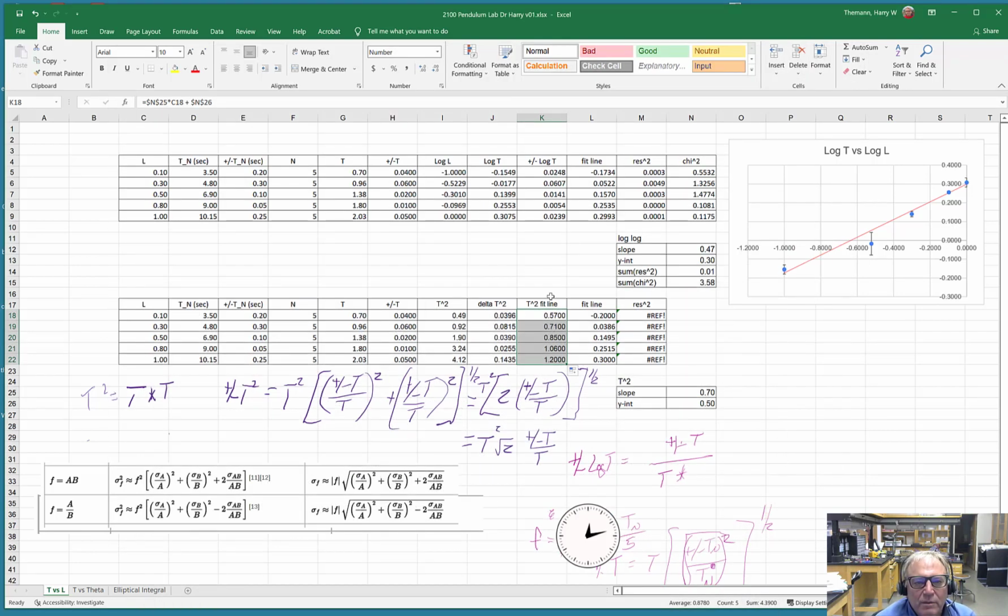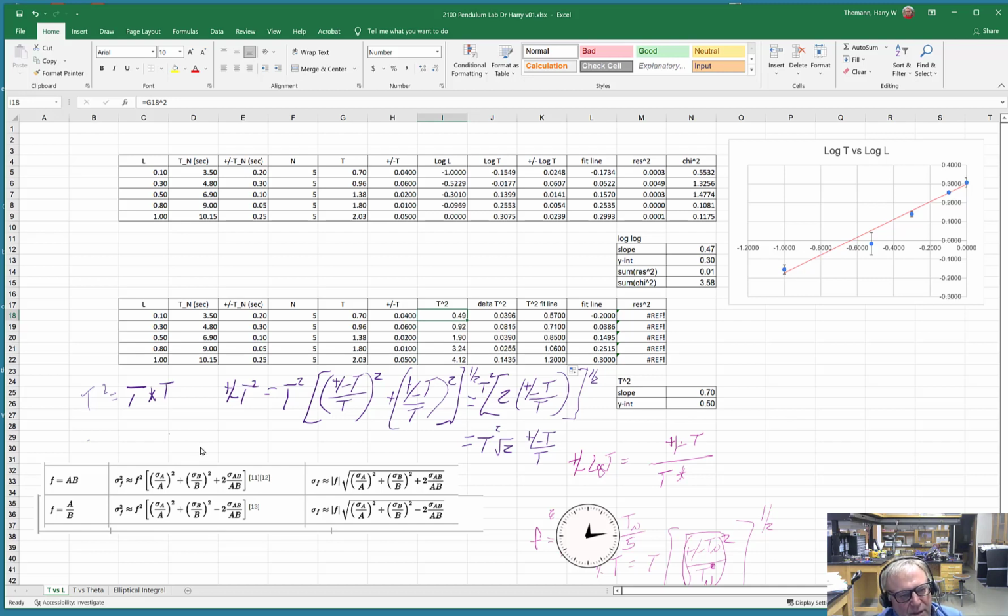So I came up with a, well, first of all, we got to make a T squared. So that's pretty easy, right? Because you just square it. Nothing to it, right? Everything else is the same from before. And then to get plus minus T squared, I got to go back to my table of error propagation.